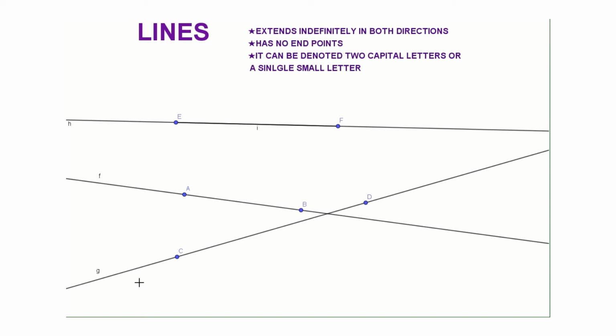So what is the major difference between a line and a line segment? A line segment has got two definite endpoints, whereas a line has got no endpoints. It keeps on extending in both the directions. A line segment can be measured, a line cannot be measured. Okay. So these are some of the examples of lines. I hope this portion is clear to all of you.